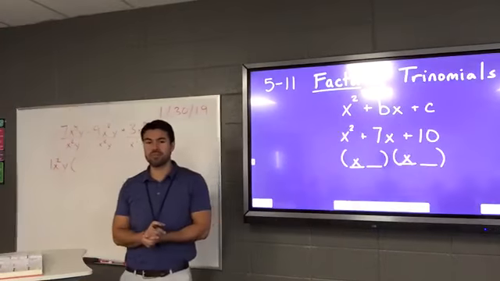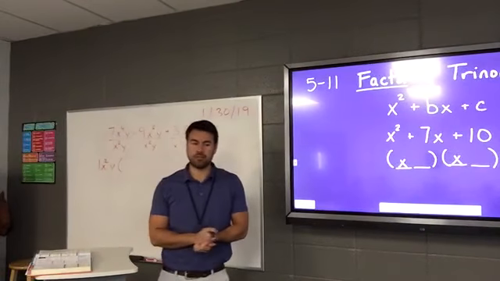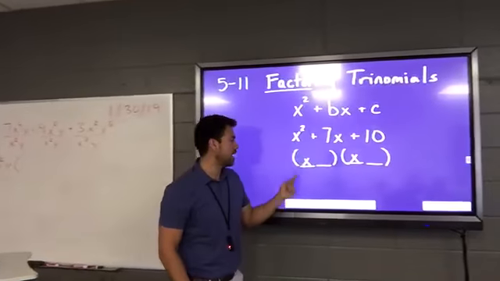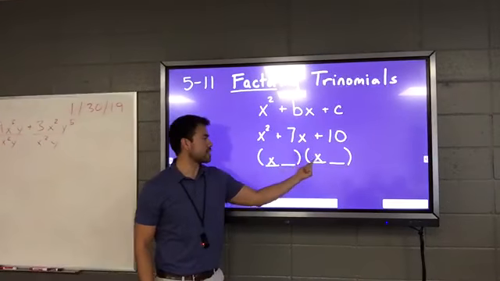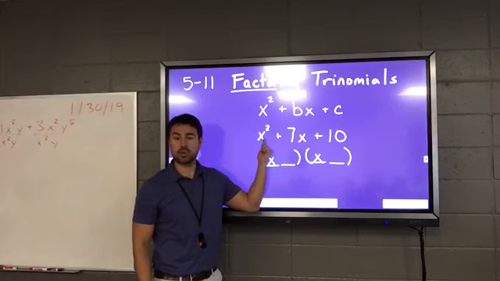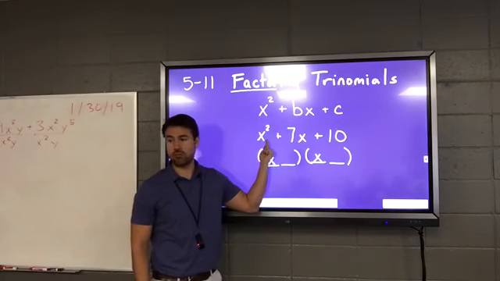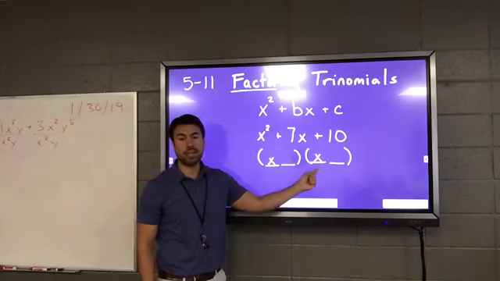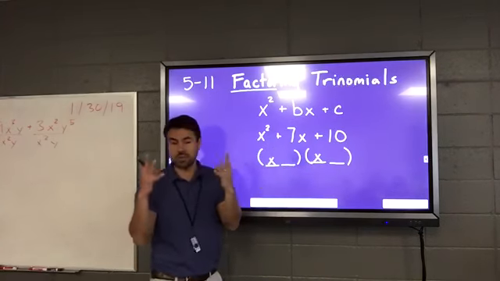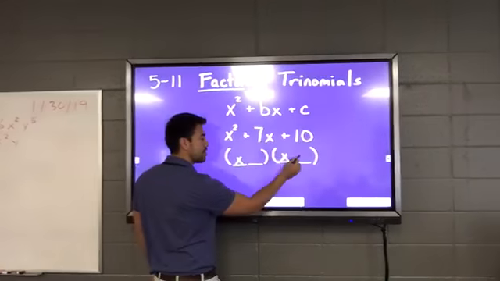Do you guys remember FOIL? What does F stand for? First. Okay? What's x times x? X squared. So that works, right? According to FOIL. So I got my first spot. But the real problem, or the real difficulty is what goes in here and here.